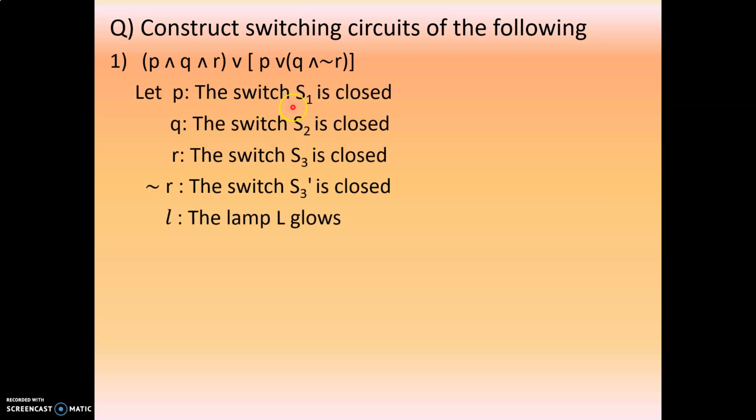So first we will discuss one question. Construct switching circuits of the following. And the question is here. (P and Q and R) or (P or (Q and negation R)). Here three statements are given. So P, Q, R. So for that you have to explain. Let P, the switch S1 is closed, Q, the switch S2 is closed, R, the switch S3 is closed, and here negation R is given. So the switch S3 dash is closed, L, the lamp L glows.